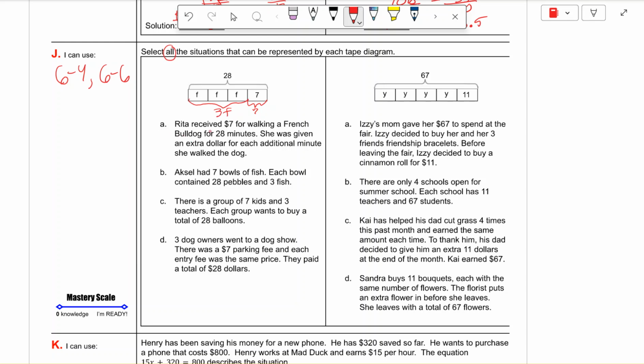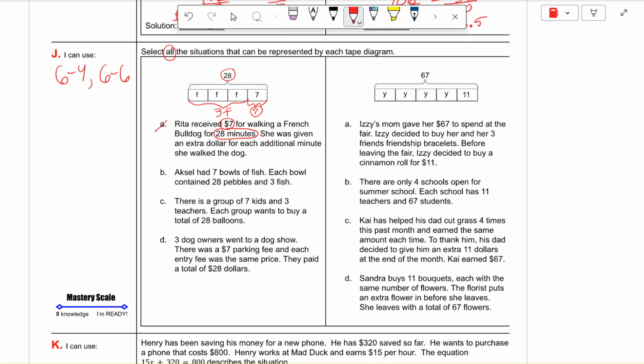A. Rita received $7 for walking a French bulldog for 28 minutes. Already we can see a problem. This 7 right here is a part of the 28. So this 7 in this story is talking about money, whereas this 28 is not money anymore. Now it's minutes. Those are two different types of units for that problem. So this one, it will not work.